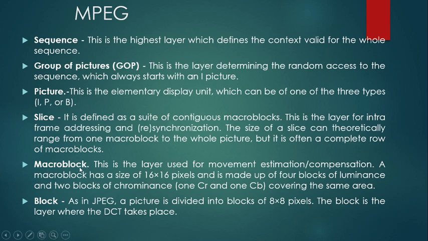In the case of the macro block, this is where we are going to actually start doing our MPEG compression, that is between the two frames. We consider the level of the macro block, which has a size of 16 cross 16 pixels, and it is made up of 4 blocks of luminance and 2 blocks of chrominance covering the same area. That is, we require only smaller blocks of chrominance because of the sensitivity of the human eye. So we require 4 blocks of luminance and 2 blocks of chrominance, one for Cr and another for Cb. So this is where we are going to start our MPEG compression.